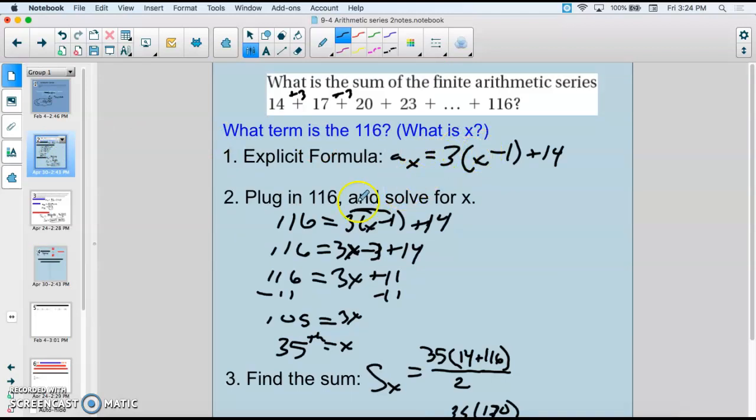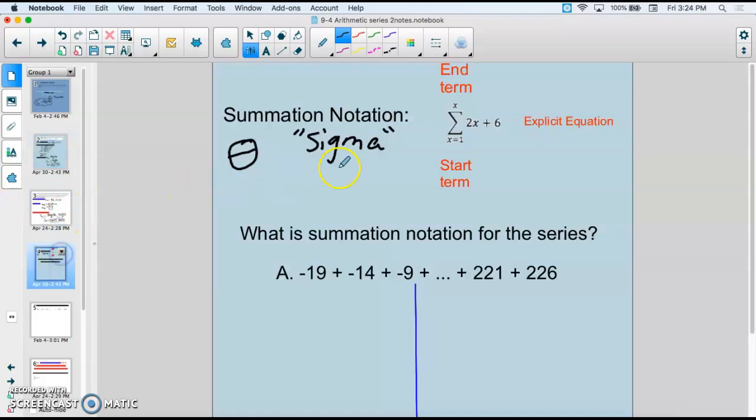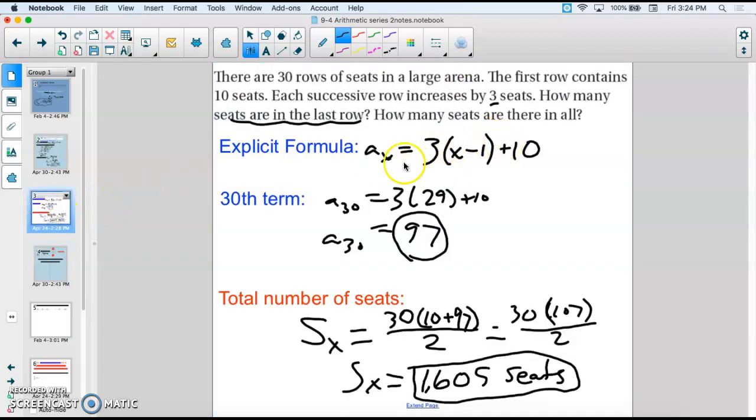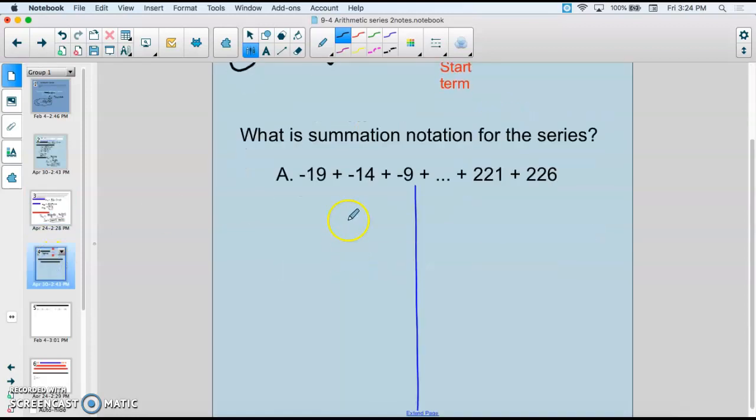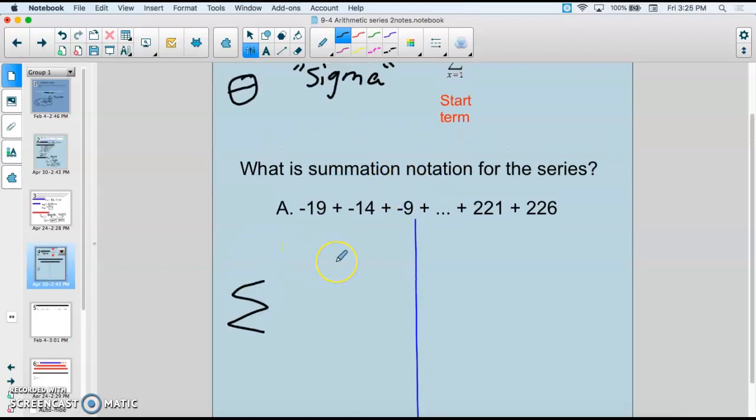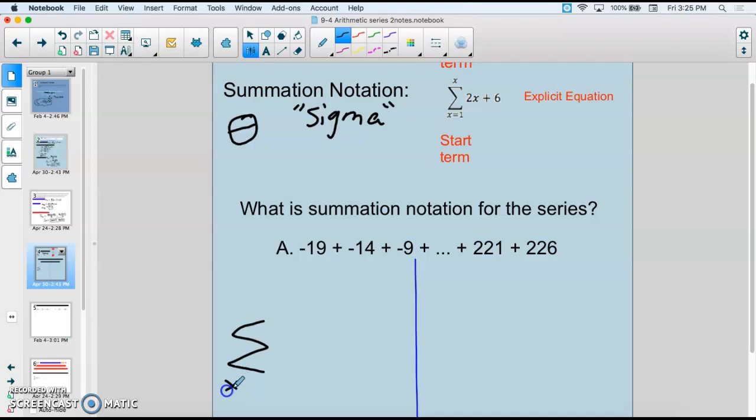Remember how here I told you that it might be better to distribute, and we got it down to 3x plus 11. The reason why is because that's going to go here. Okay, we're not going to want to leave our explicit formula like this. So we want to actually get it simplified down a little bit. So we're going to try to figure out summation notation. Okay, we start at the first term.